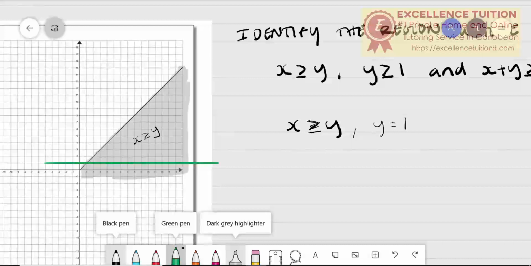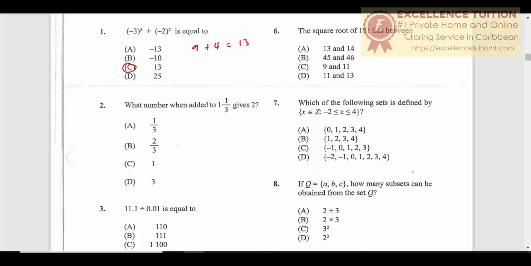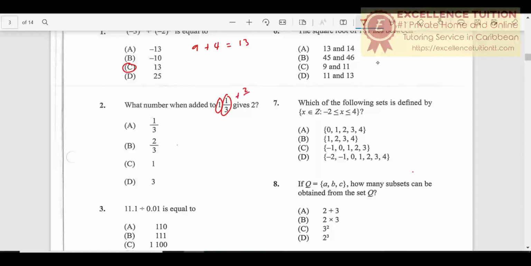Okay, once we've identified where y is equal to 1, we can find the region where y is now greater than or equal to 1. So y being greater than or equal to 1 has to be what number when added to 1 1/3 gives 2, right? So we have 1 already, we have a third. What we're missing now is 2 over 3, right? How do we know that? 1 over 3 plus 2 over 3 is going to give us, with a common denominator, 1 plus 2 gives us 3. This 3 over 3 would equate to 1, to add to that first one. Okay, so that's how we know that we have a 2 over 3 that is missing.